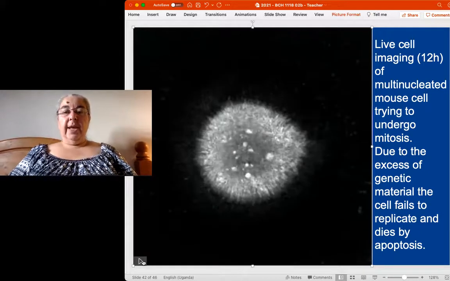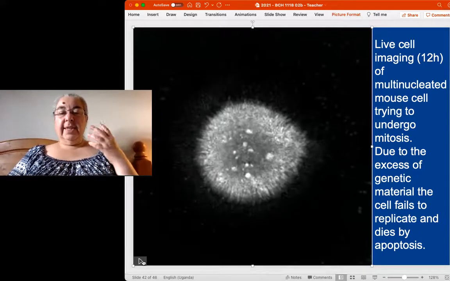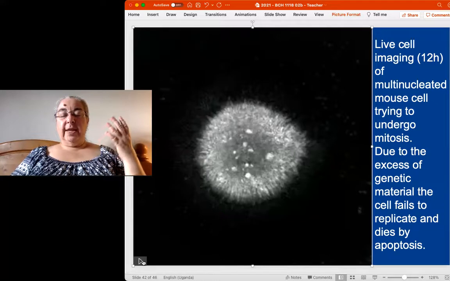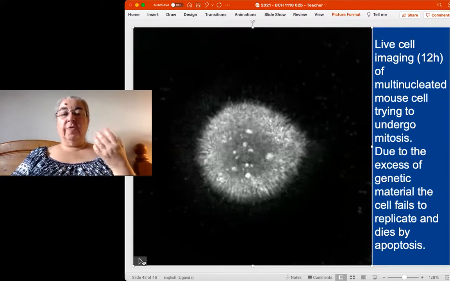Okay, so here is a series of micrographs of a living cell which is going through a process of apoptosis. This is actually a mouse cell, but where cell division has gone very wrong. So it's ended up with one cell with many nuclei inside it.